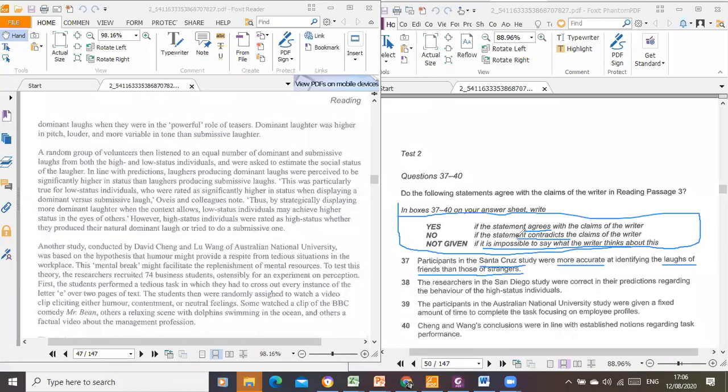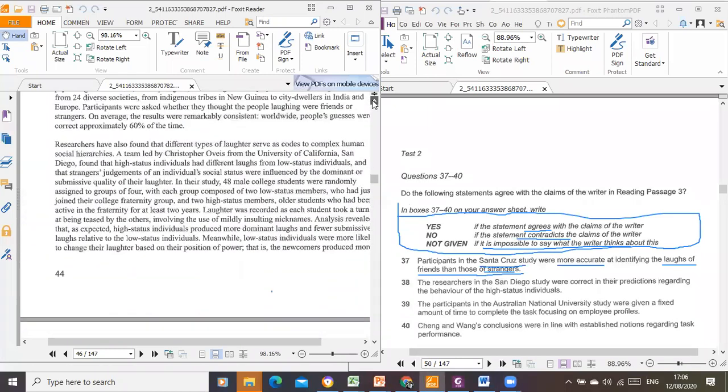The statement will be no, for instance, if in this study it is the other way around, and participants were more accurate at identifying the laughs of strangers than friends. That would be a no, because it contradicts what we have in the passage. And any other thing apart from these two will be not given. Okay, so let's look for Santa Cruz in this passage.